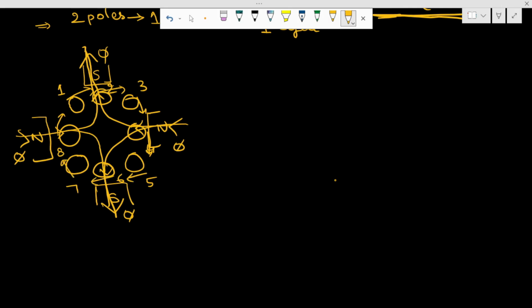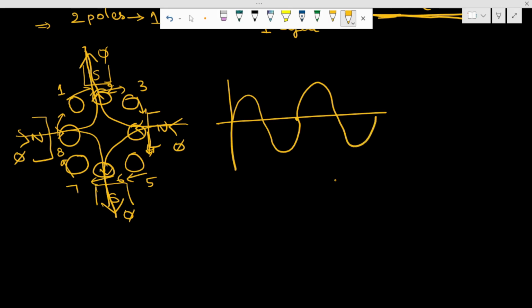Okay, see, make it as simple. Do the Fleming's right hand rule and take the polarities of the conductors. Okay, we get the graph in this manner. One cycle and the second cycle. Okay, EMF.